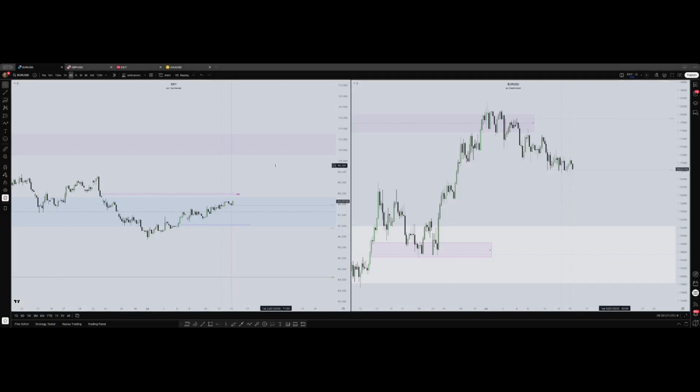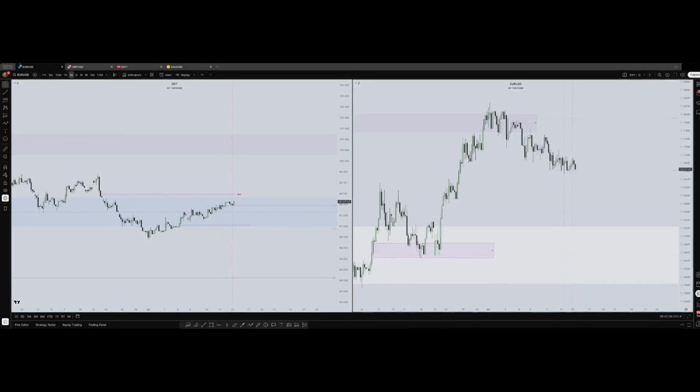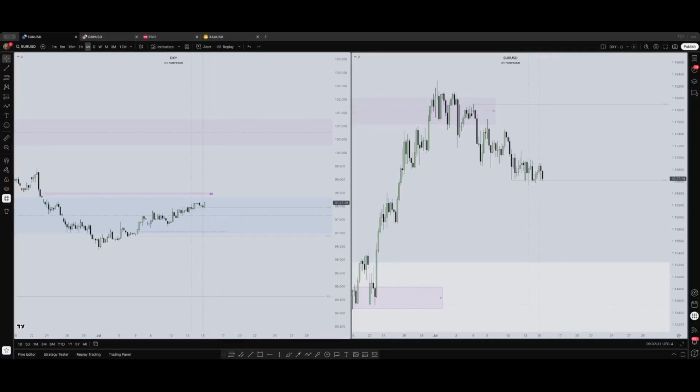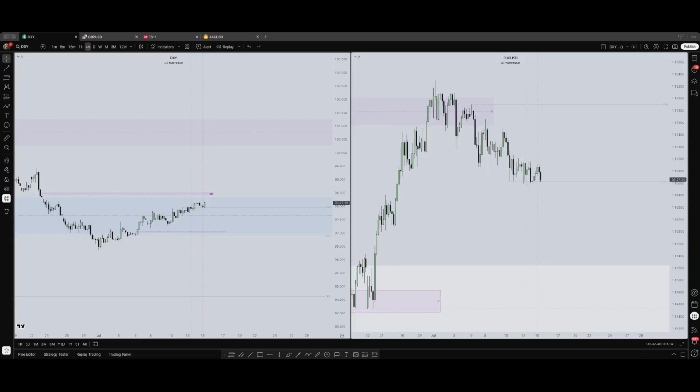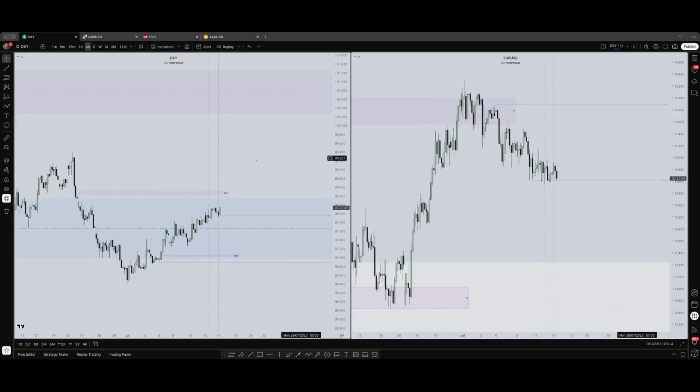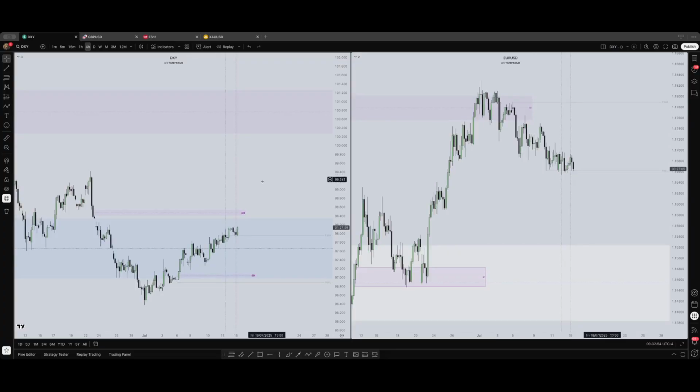We had this morning, we move this like this. This morning we had CPI at 8:30 a.m. New York time. So now it is 9:32 New York time. The market's already opened.